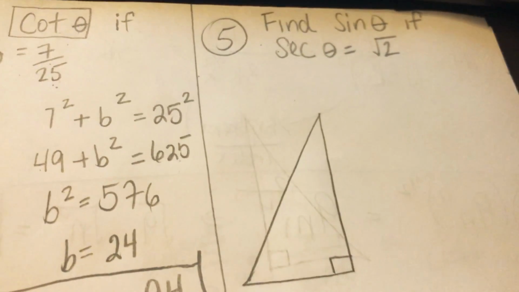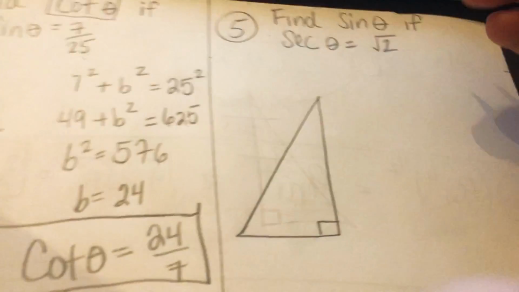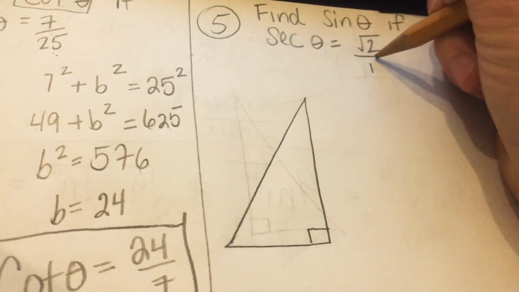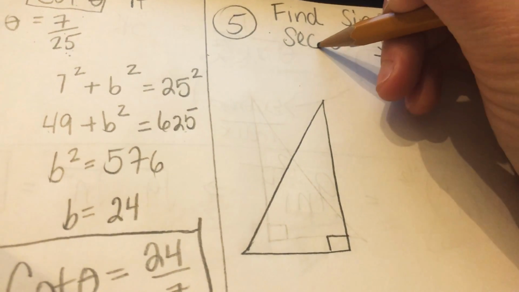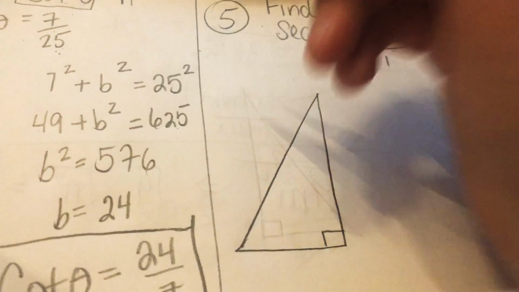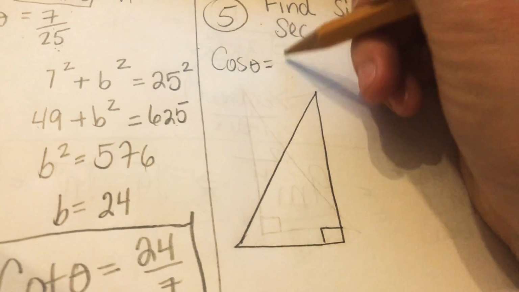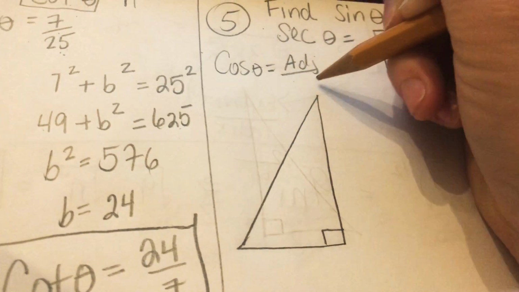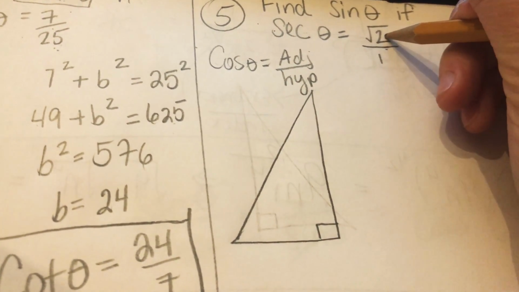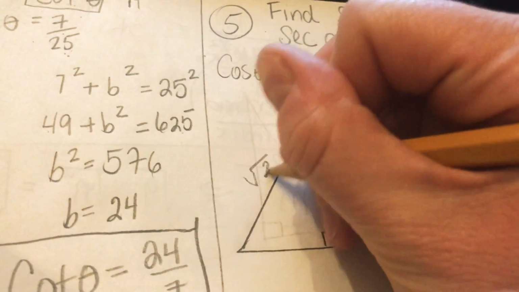All right, number 5. Find the sine if the secant is radical 2. Some of you had questions of what do I do here. You could just put it over 1. So secant is the reciprocal of what? Cosine, right? Cosine is adjacent over hypotenuse. That means secant is hypotenuse over adjacent. So my hypotenuse is radical 2.